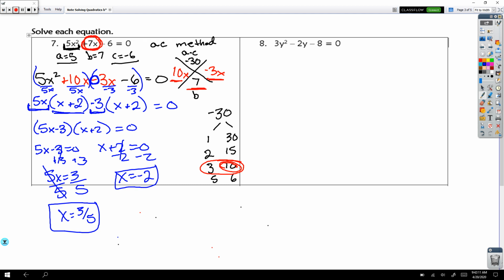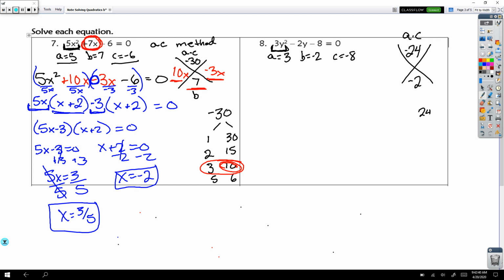So number 8 is similar in that there's no GCF and the squared term is not by itself, so I'm going to have to do AC method. So a is 3, b is negative 2, c is negative 8. So setting up our x, I want a times c on top. So 3 times negative 8 is negative 24, and it's got to add up to negative 2.